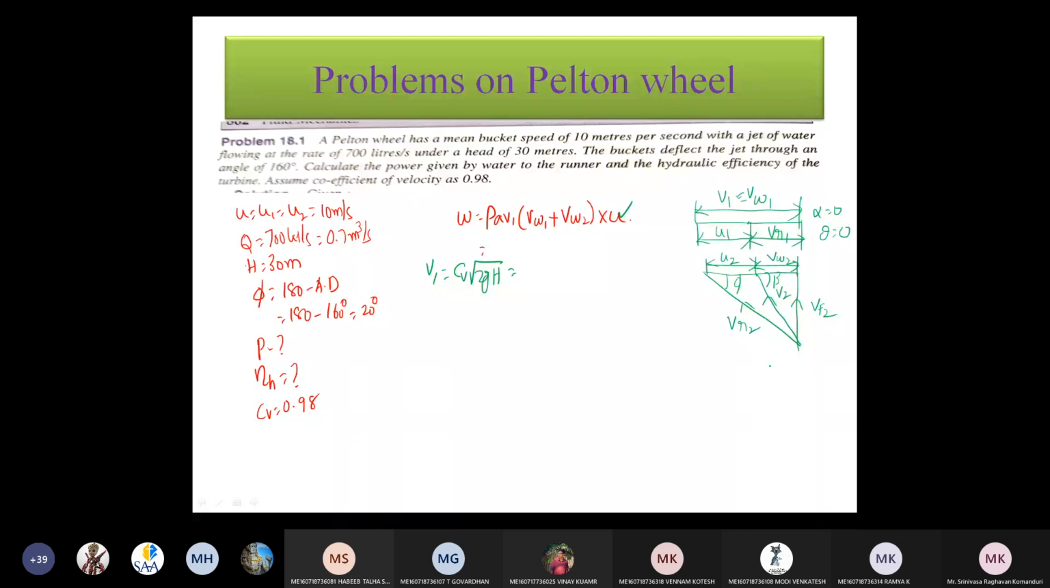Now, tell me how to find out the value of VW1. VW1 is equal to V1. VW1 is nothing but V1. So V1 is equal to CV into square root of 2GH. If you calculate that value, it becomes VW1 also. Tell me the value of V1. Calculate it, all of you.